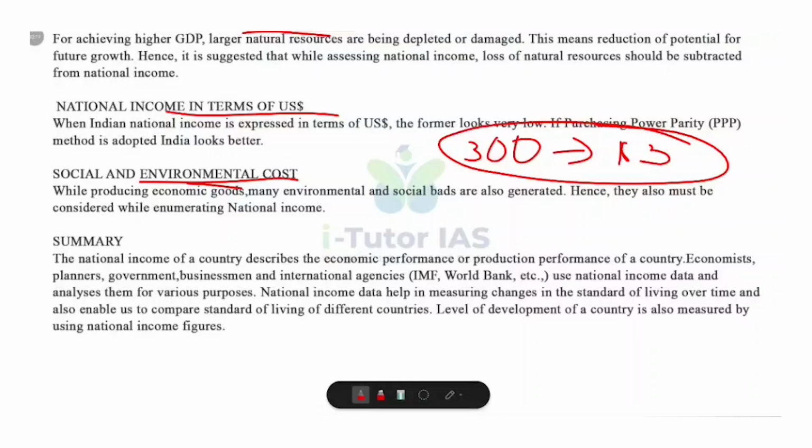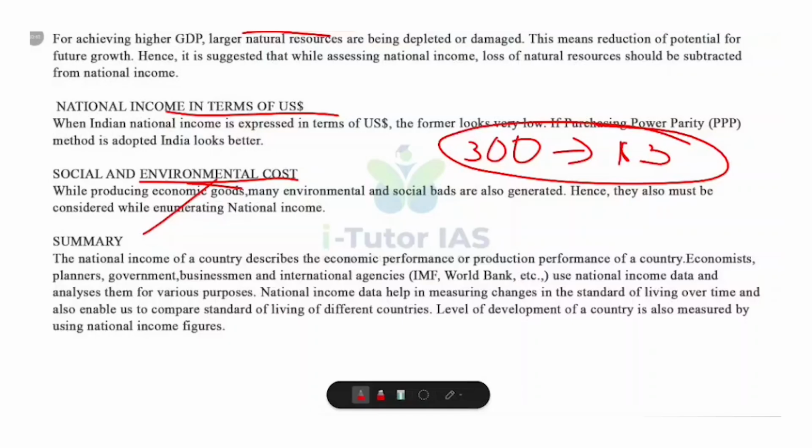So let's move to the summary part. What does it tell us? National income shows the total economic performance of a country. That is how much goods and services are produced and how income flows in the economy. Who uses it? Economists, planners, governments, businesses and international organizations like IMF and World Bank use national income data. And why is it important? It helps measure economic growth over time, shows changes in the standard of living of people, enables comparison of living standards between different countries, helps assess the level of development of a country and so on.